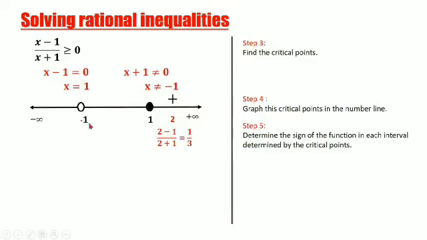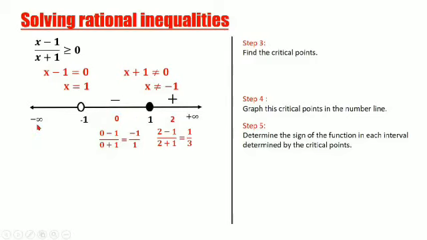Next, in this interval here, from negative 1 to 1, we have to choose again a number. I am choosing 0. Again, plug in this number to our rational expression to find the sign of the function. So we have 0 minus 1 all over 0 plus 1 is equal to negative 1 over 1. Again, observe that this number has a negative sign. So you put the negative sign here.